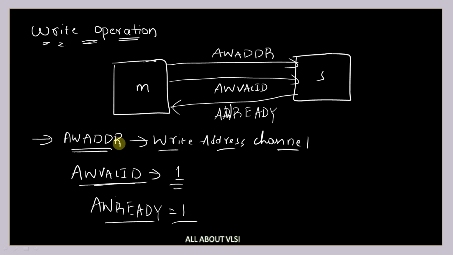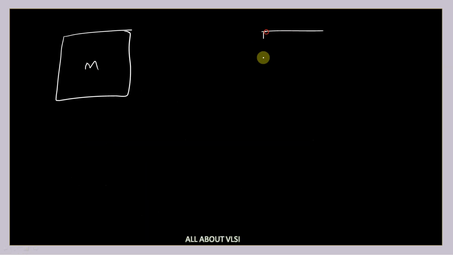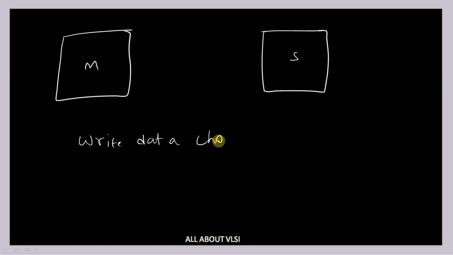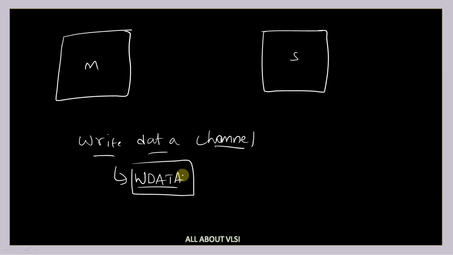Now, after the master sends all this address information and gets the acknowledgement regarding it, it is going to use one more channel for sending the data. That channel is the write data channel. Now let us try to understand how the write data channel looks. So this is my master and this is my slave. The signal present in this write data channel is W data. Using this signal, the master is going to provide the data to the slave.